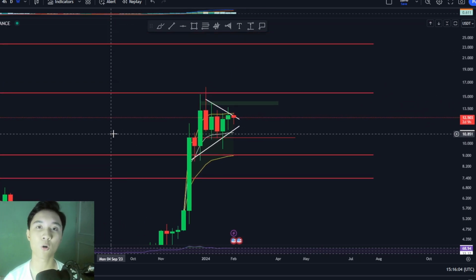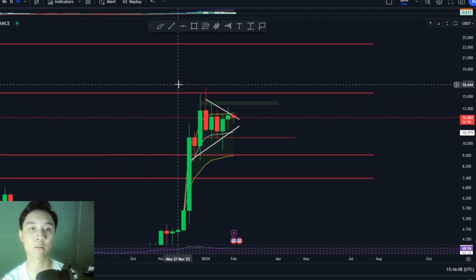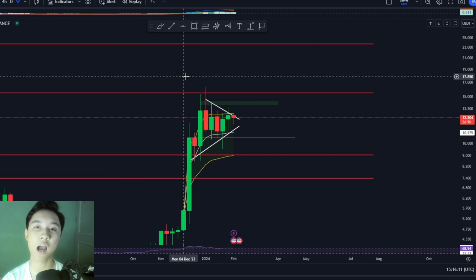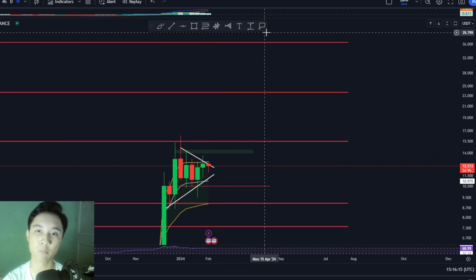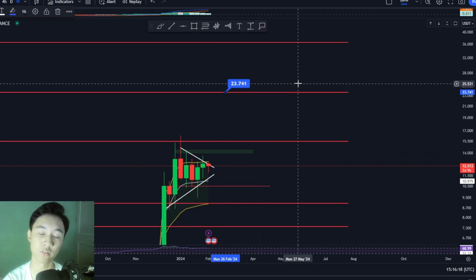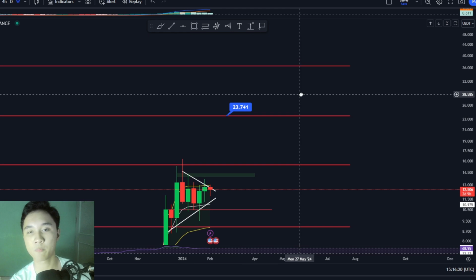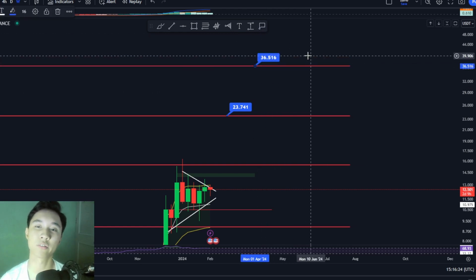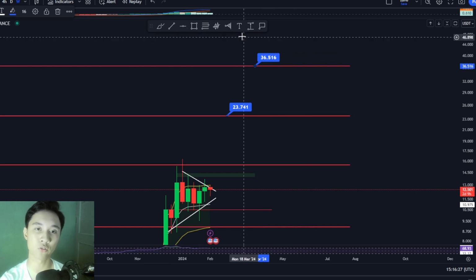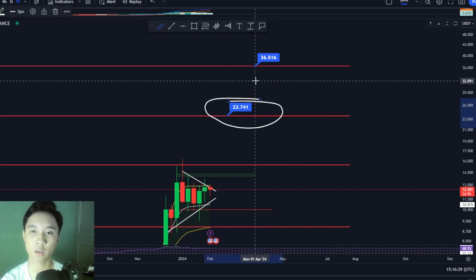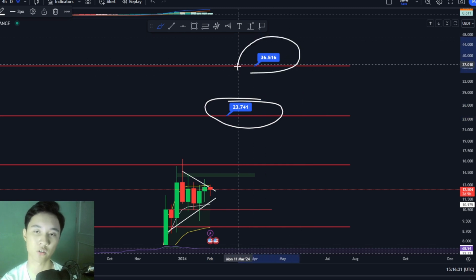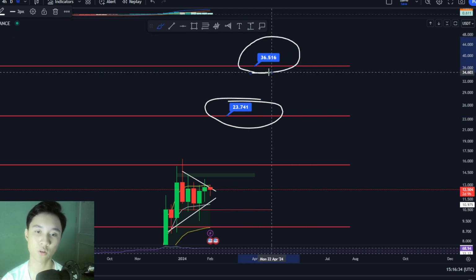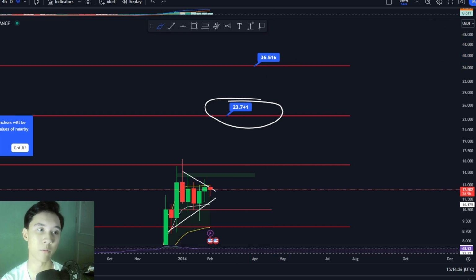So what are my mid to long-term targets for ICP? I have mentioned this many times in my previous ICP videos, but right now I will reiterate it. My first minimum target is this level at $23, but in the bull run we could also see ICP pump towards $36.5. So these are my two bull run targets. As the bull run comes, obviously I may adjust the targets, but here are my conservative targets for ICP in the mid to long term.